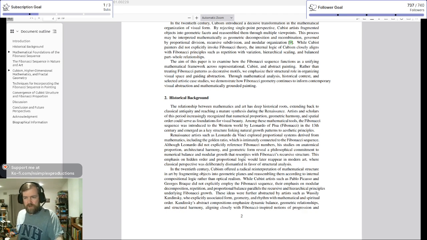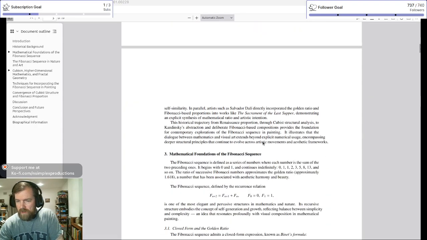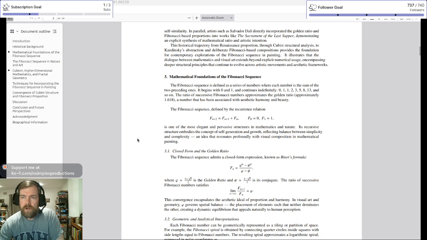These ideas were further abstracted by artists such as Vasily Kandinsky, who explicitly associated form, geometry, and rhythm with mathematical spiritual order. Kandinsky's abstract compositions emphasize dynamic balance, geometric relationships, and structural harmony, aligning closely with Fibonacci-inspired notions of progression and self-similarity. In parallel, artists such as Salvador Dali directly incorporated the golden ratio and Fibonacci-based proportions into works like The Sacrament of the Last Supper, demonstrating an explicit synthesis of mathematical ratio and artistic intention.